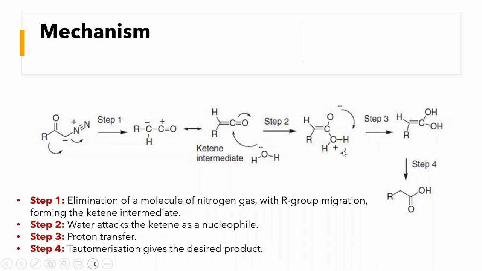The next step involves a proton transfer. This proton gives its electron to this oxygen and this leaves as H+ and it comes and attaches to O-. We will get an unstable diol compound which eliminates a molecule of water followed by tautomerization will give the carboxylic acid derivative. So that is the Wolff rearrangement.